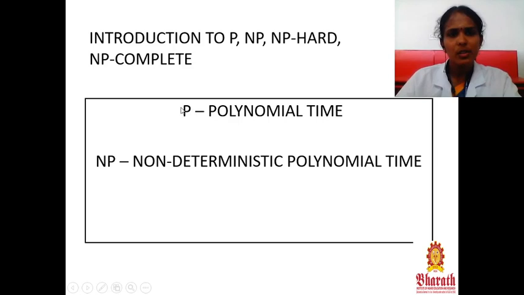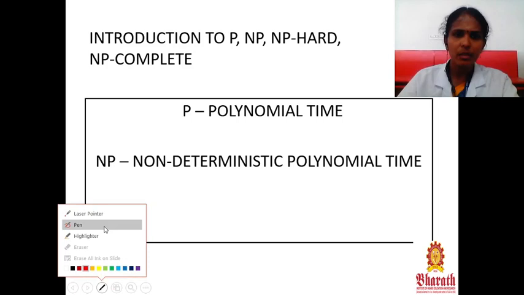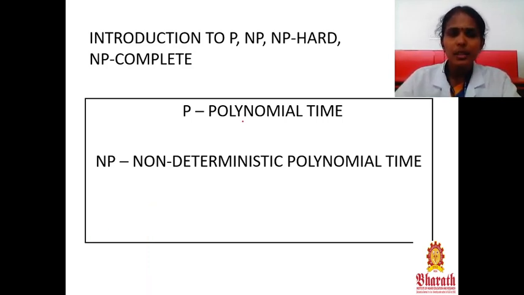So before going to the subject, what is P and what is NP? P is nothing but polynomial time and NP is non-deterministic polynomial time. So what is the difference between polynomial time and non-deterministic polynomial time? Consider any problem, for which I am going to design an algorithm.